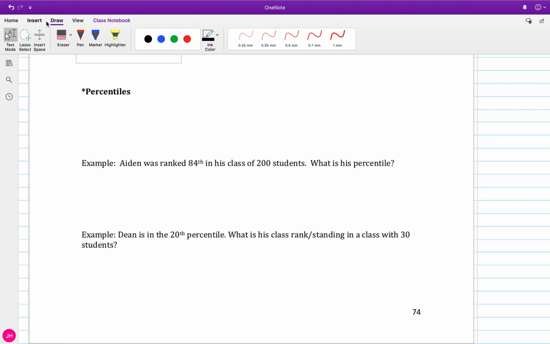Percentiles are a way for us to compare student data when we might not be using the same measurements. For instance, a student might take a test in one teacher's math class versus a different teacher's math class, and we can compare and see how those students are doing in math even though they didn't take the same test.